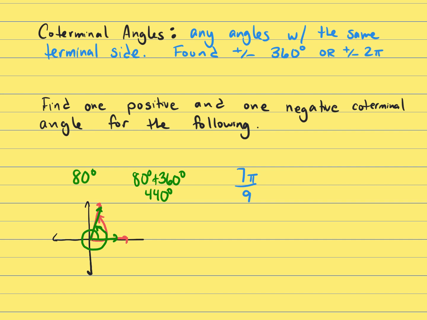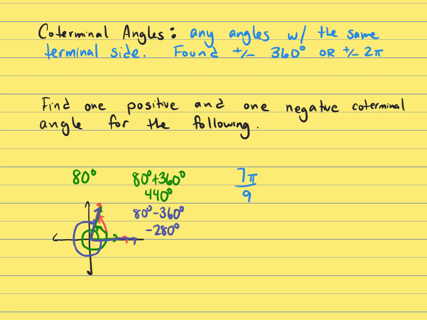I can also, of course, take 80 and subtract 360, and you can add or subtract as many times as you need to. So 80 minus 360 is obviously going to be negative 280. So negative 280 will go this way, and it will go backwards 280 degrees until we get to this ray. So adding and subtracting 360 is one way you can find coterminal angles.